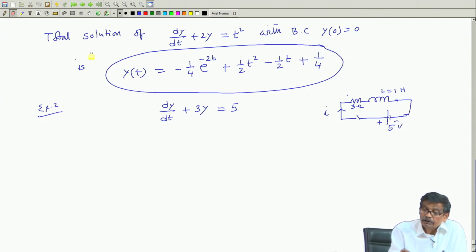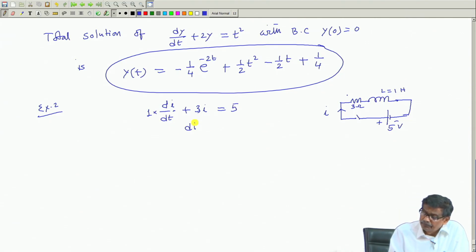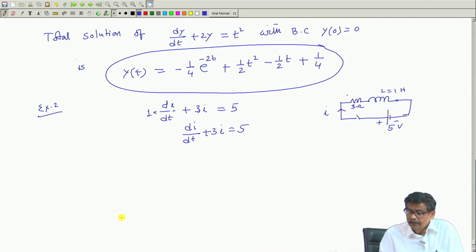The differential equation will be L di/dt, suppose L is 1 Henry, 1 into di/dt plus Ri, Ri is this, and that is 5. So, it is a first order differential equation and it is in this form: di/dt plus 3I is equal to 5. We have solved it earlier, but now I will apply this method to solve it very quickly.